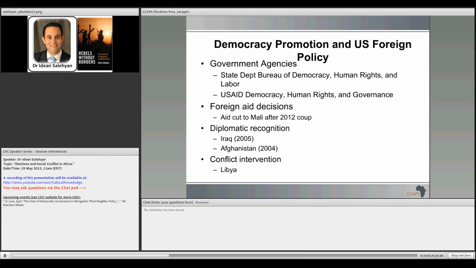The U.S. also makes foreign aid decisions based on democratic practices in countries. So, for example, after the 2012 Mali coup, which we'll come back to toward the end of the presentation, foreign aid was cut to that country until democratic institutions were restored. We've granted diplomatic recognition to Iraq and Afghanistan after their first democratic elections, and we're quick to turn over sovereignty to those countries, provided that they had an election that was deemed free and fair. And in some parts of the world, we've intervened in ongoing armed conflicts, for example in Libya, in order to shape those countries' political future in a more democratic direction.